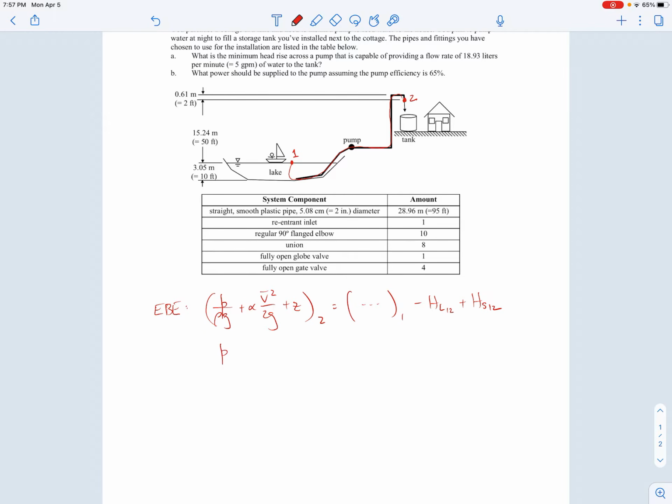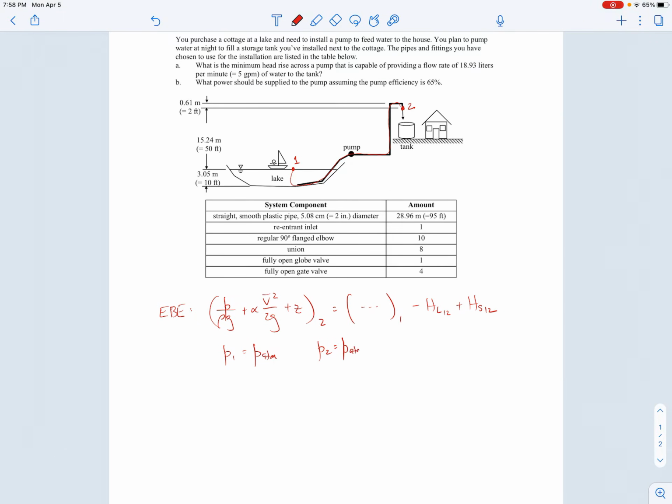Now we'll write out information about the 2 points. So what's the pressure at point 1? Well, since it's a free surface right here, on the free surface of the lake, the pressure there is going to be atmospheric pressure. What about at point 2? Right here. Well, there the pipe is discharging into the atmosphere, so it would be a free jet. So the pressure there is also atmospheric pressure.